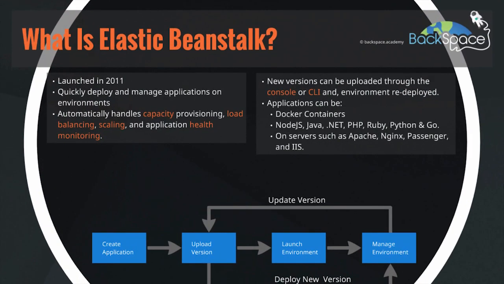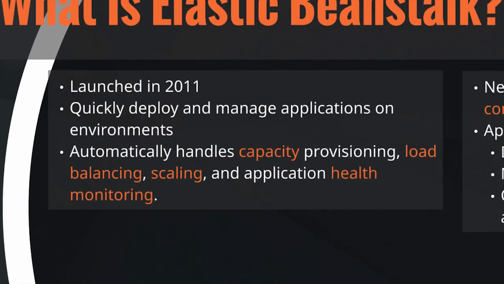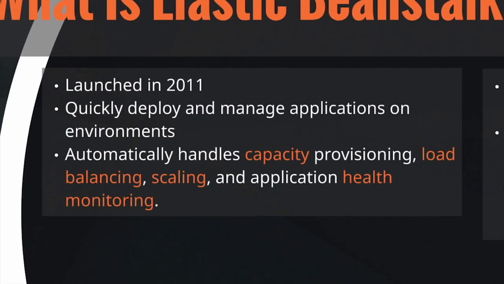Elastic Beanstalk has been around for quite some time, and was first launched in 2011. It allows you to quickly deploy and manage applications on environments, and those environments are launched for you without you having to worry about how it all works. It'll automatically handle capacity provisioning. It'll launch a load balancer for you if you need that. It'll auto scale for you, and it can also implement health monitoring so that if one of these instances that are launched becomes unhealthy, it can replace those automatically for you.